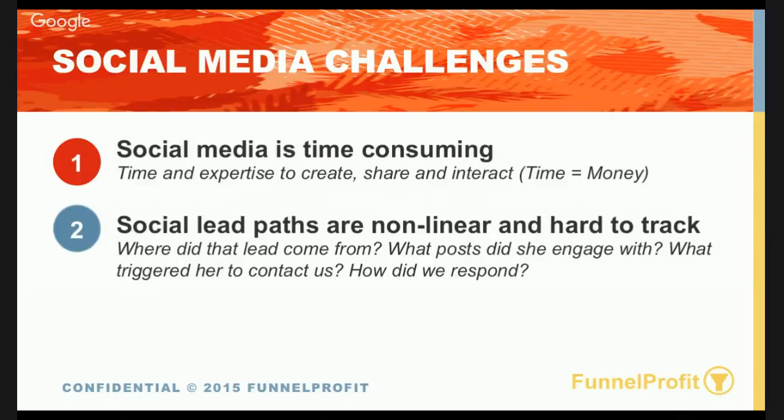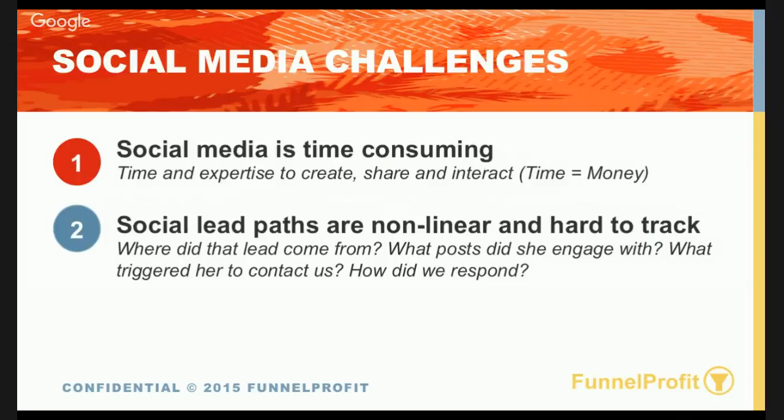Now, most social media platforms have some form of analytics, but they're sort of brute force analytics, like clicks and engagement rates and things like that, which differ across different social media channels and platforms. That doesn't necessarily help you, right? So, for example, where did that sales lead come from? What posts did she engage with before she became a sales lead? What triggered her to contact us?